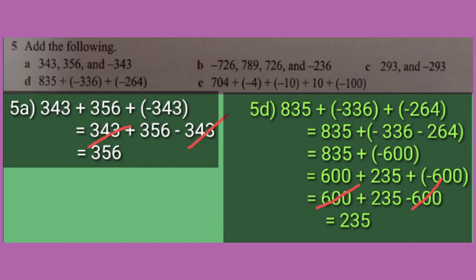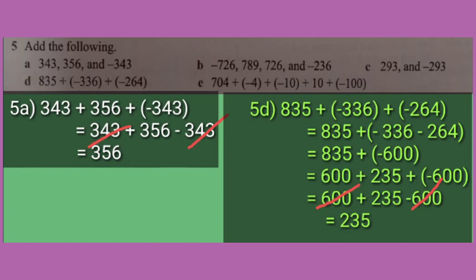Question number 5. Add the following. Part A: 343, 356 and minus 343. Now write it as 343 plus 356 plus minus 343. Now it can be written as 343 plus 356 minus 343. Now cancel positive 343 and negative 343. We'll get 356 as the answer.